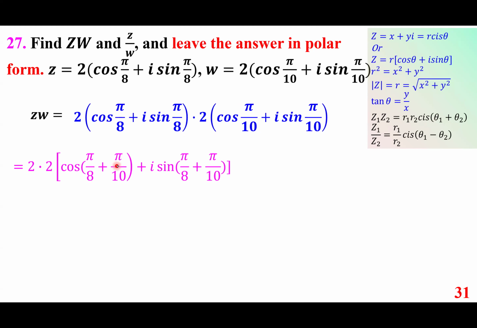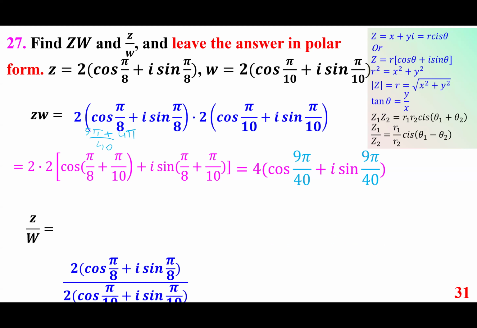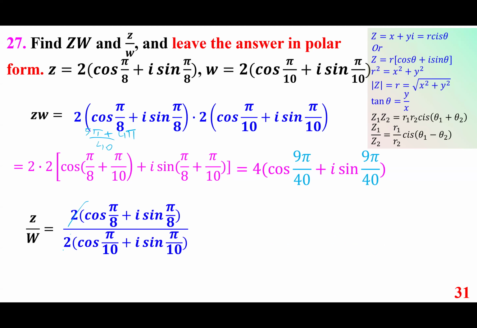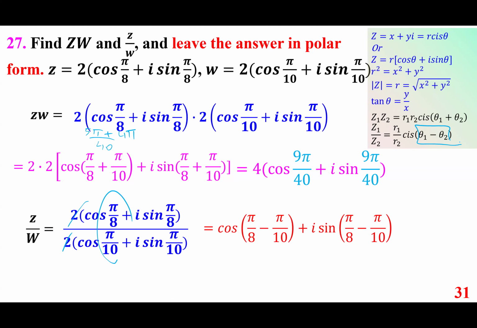As you can see, the common denominator is 40. 40 divided by 8 is 5. 40 divided by 10 is 4. And that's why we get 9 pi over 40. For dividing them, we divide these two numbers, and then we subtract these two arguments. So pi over 8 minus pi over 10, and because this is 5 pi over 40 and this is 4 pi over 40, the difference is pi over 40.